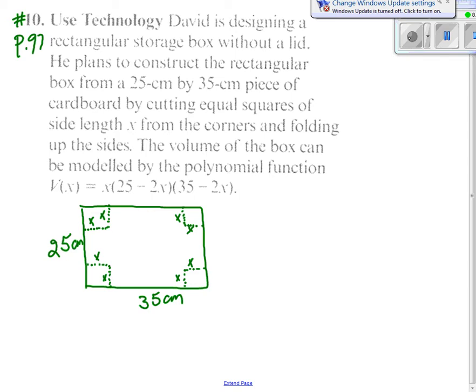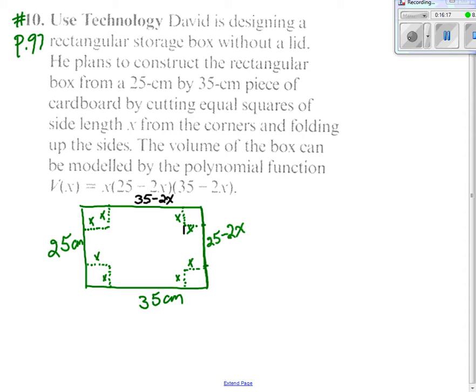The volume of the box can be modeled by the polynomial function V of x equals x times (25 minus 2x) times (35 minus 2x), and that is because along the sides we used to have 25 centimeters here, but when he cuts out this section and folds it, it will be shorter. It will be 25 minus x, and another x is 25 minus 2x. And the length, likewise, will be 35, what it used to be, subtract 2x.